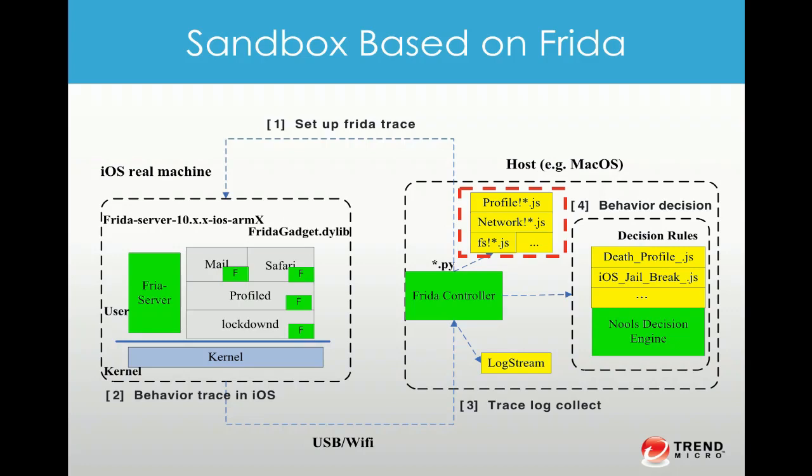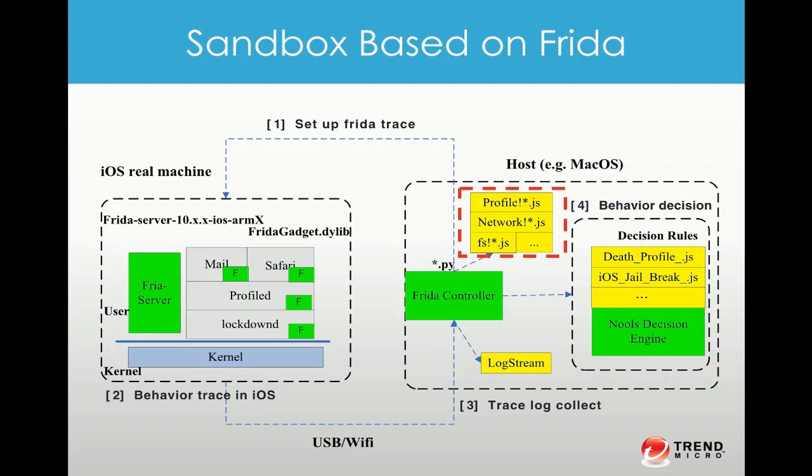And we will use the FRIDA server, which is open source. It will allow you to hook any system process easily, at any API and at any step of the life cycle of the process. For example, we will set our FRIDA hook to the Safari or email process, and the profiled and the misagent process. All these behaviors and trace logs from the FRIDA server are collected via USB or Wi-Fi to the host server.